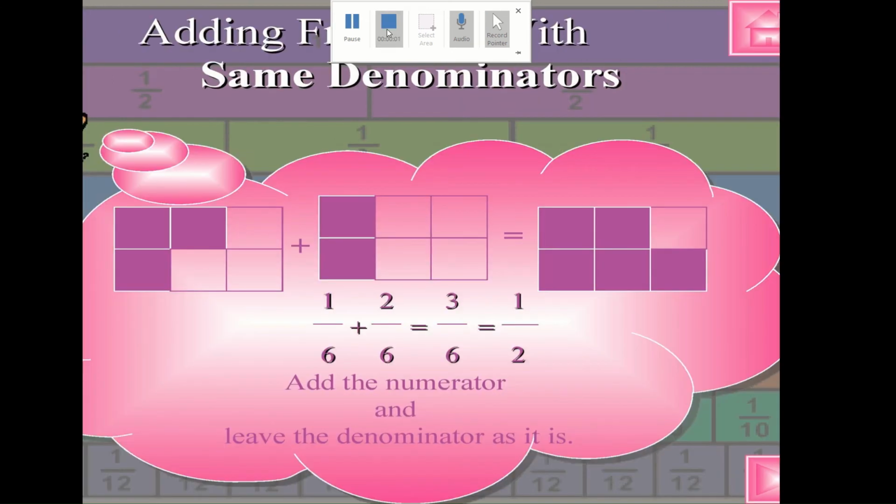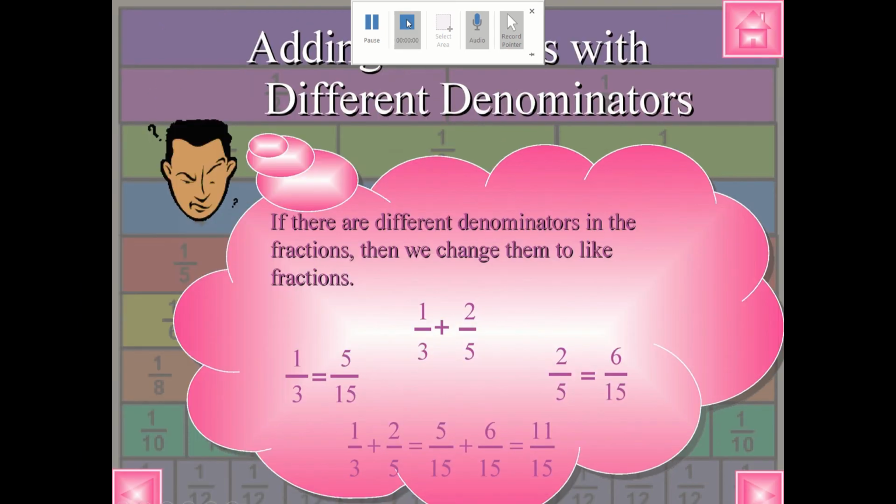Adding fractions with the same denominators. Add the numerators and leave the denominator as it is. Example, 1 by 6 plus 2 by 6 are like fractions. So we just add the numerators. 1 plus 2 is equal to 3. 3 upon 6. After simplifying, we get the answer 1 by 2.